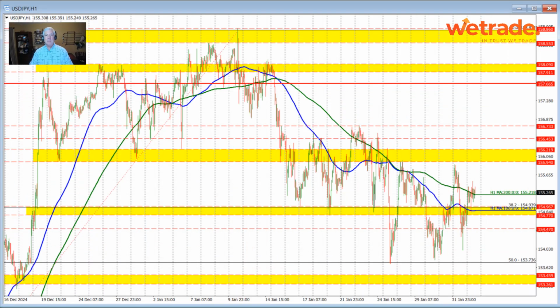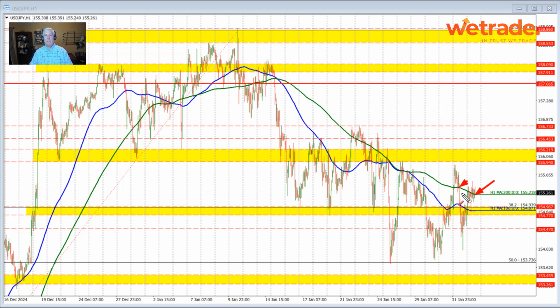Let's take a look at the dollar versus yen. And similar to the euro versus US dollar, saw plenty of up and down price action, in this case above and below the 200-hour moving average. That's the green line in this chart. We went above it in trading yesterday as well.